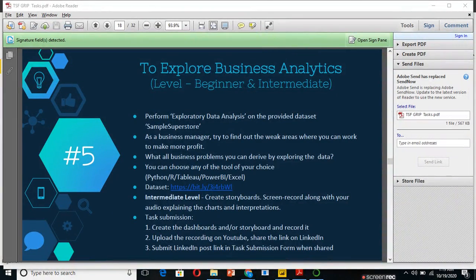Hi, this is Sandhya. This is GRIP Task 5, where we have to explore the business analytics and perform exploratory data analysis on the data set of a sample superstore. Now, this is a superstore from the United States where you have got city-wise, region-wise, state-wise information about the sales in different categories, then subcategories. So it's an interesting data set.